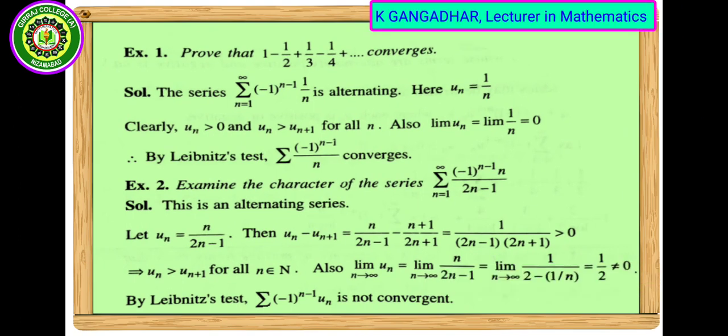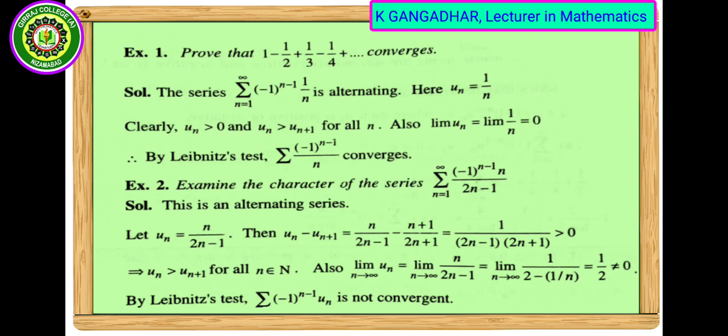So now we will see some problems here on alternating series. So first, 1 minus 1 by 2 plus 1 by 3 minus 1 by 4, show that the series is convergent. First we write summation or sigma notation. So sigma n equal to 1 to infinity (-1)^(n-1) into 1 by n. So it is alternating, plus and minus terms are there, means it is an alternating series.